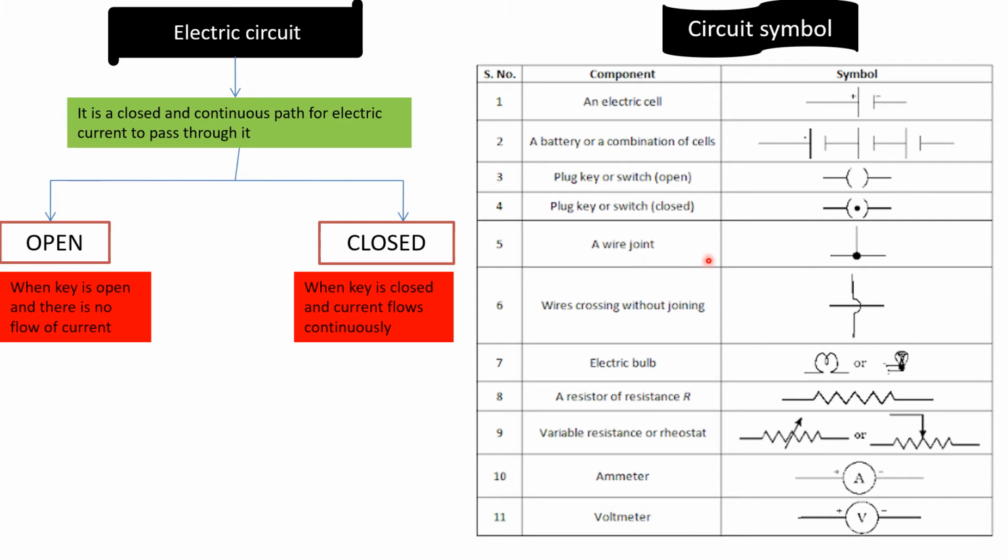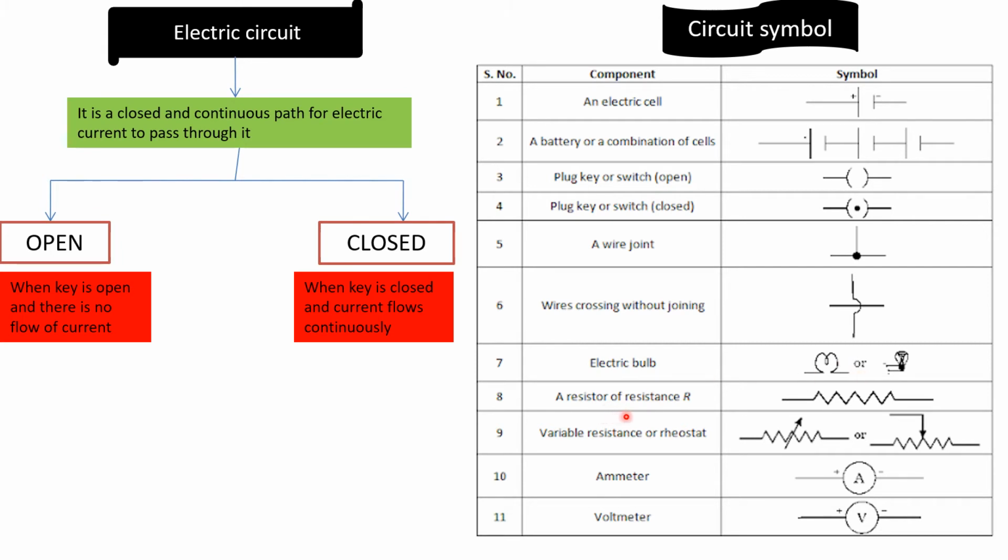Then wire join, sometimes we have to join two wires to one connection, so that is a wire join. But sometimes no joining is required, just crossing of the wire is required. So that we show it in this manner. Usually अभी आप लोगों को इतना use नहीं आता है these things. Electric bulb we represent in this manner. Okay, kind of an M we are creating here.